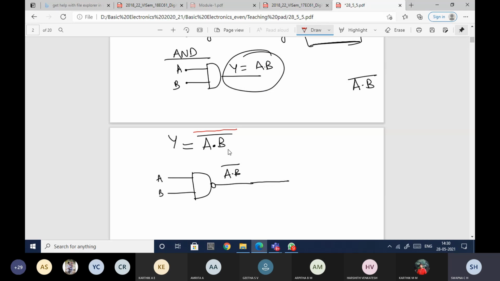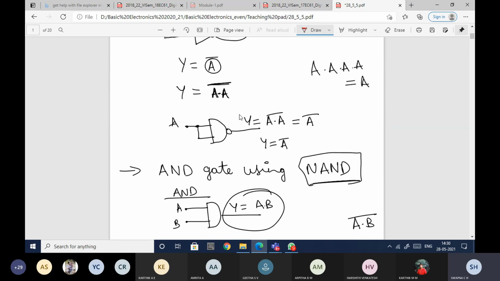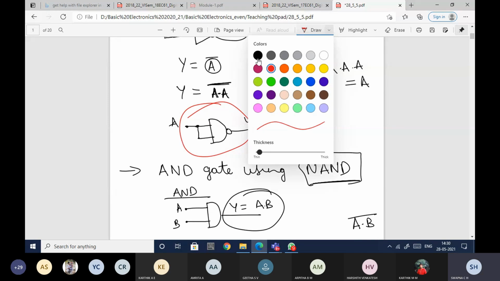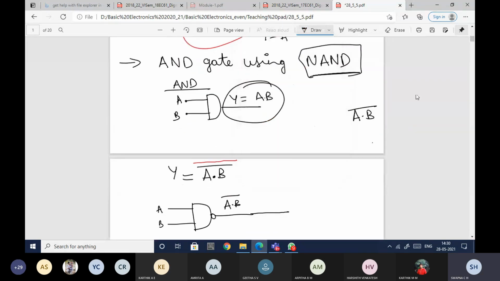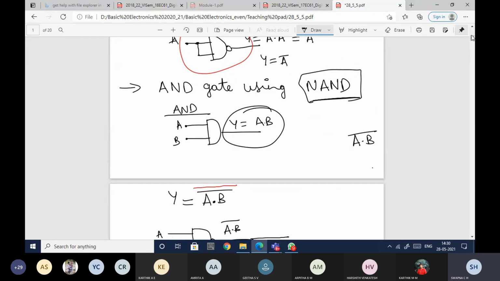Not gate, ma'am. But I cannot use the NOT gate, right? Instead of NOT gate, can I use this one? Yes. See, when they specify that you have to use just NAND gates, you have to use only NAND gates. You should not use any other gates. If they specify NAND, then you have to use only NAND gates.